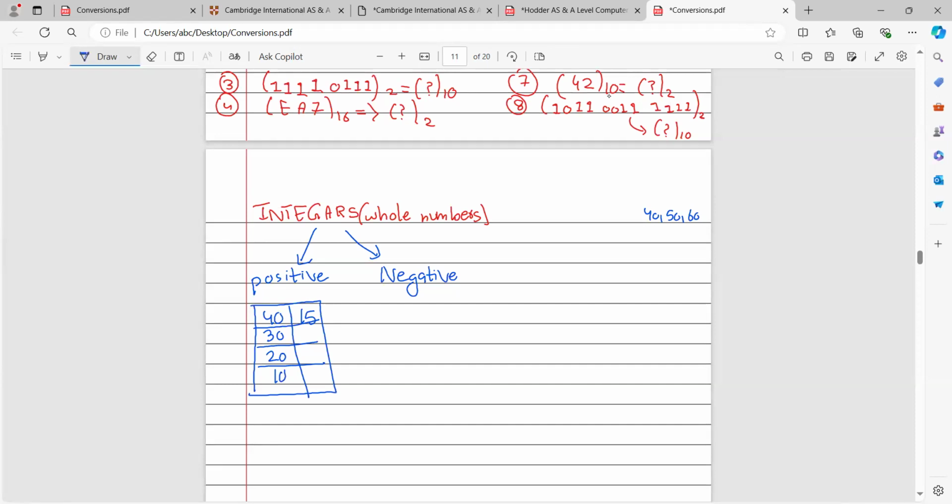But similarly, if you have a negative number, for example, minus 50, minus 30, minus 20, these are basically negative integers. But if I want you to convert the numbers that are negative in nature, that means we need to follow two techniques. The first technique is known as ones complement. The second technique is known as twos complement.